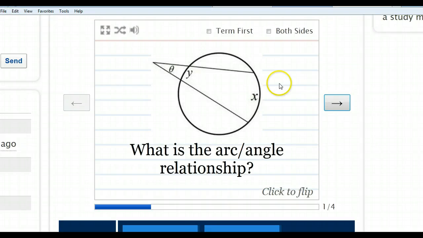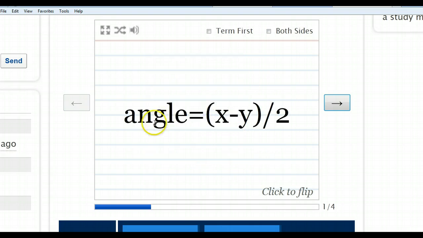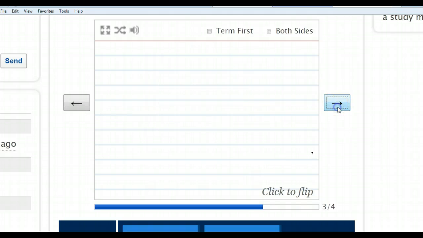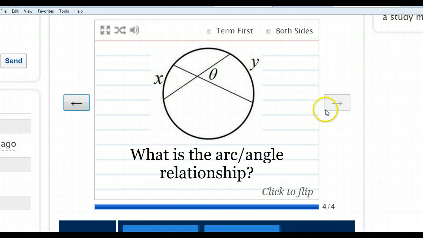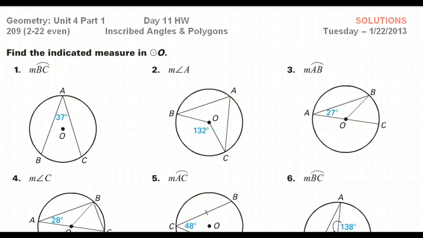So just go and quiz yourself, what is the arc-angle relationship? Which one was this? Angle equals big arc minus small arc divided by 2. Click on that and it gives you the answer. Okay, so come to the website and quiz yourself on those flashcards. I may even add a couple. Anyway, back to the lesson.